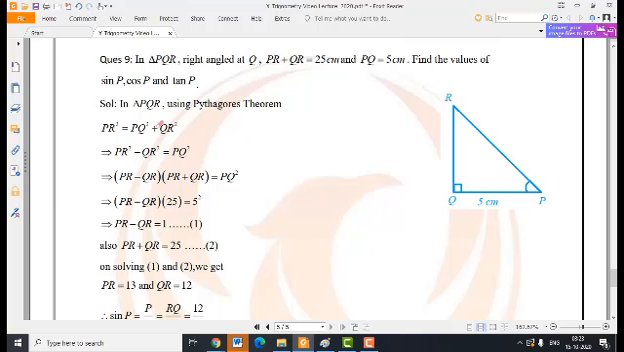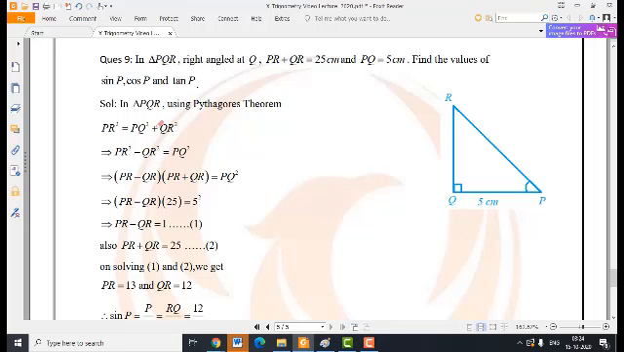Let us take the last question of this lecture. We'll solve the remaining set of questions or similar questions in the next lecture so that you can have a better understanding of the topic. In the current question, in triangle PQR, right angled at Q, PR plus QR is equal to 25 centimeters. The sum of the two lengths is given to us, and PQ is equal to 5 centimeters. Find the values of sin P, cos P and tan P.